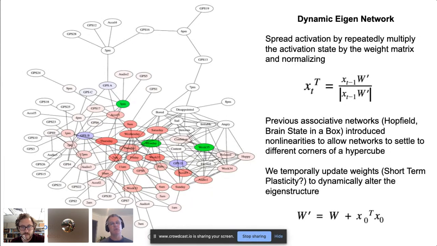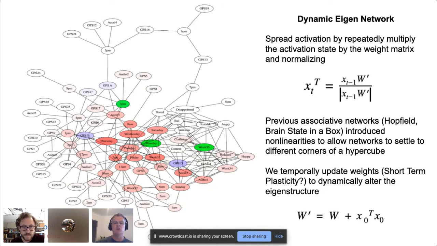We want to be able to have graded responses so that we can talk about how likely it is that each of the different response options will be chosen. And so instead of introducing nonlinearities, what we did is we temporarily updated the weights. So we take the input pattern, we take the outer product of it with itself, add that into the weight matrix, and then we do the power iteration on that.